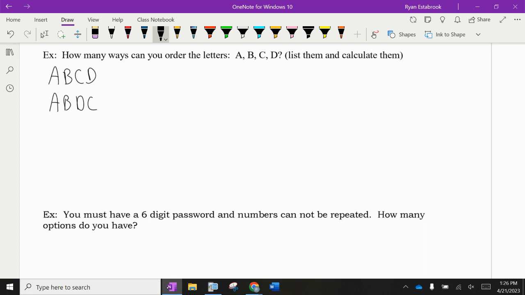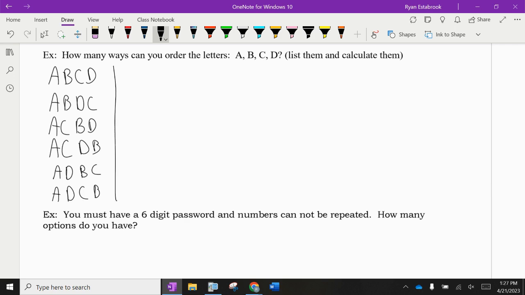Do we have any more orders where A is first, B is second? A, B, C, D, A, B, D, C. How about now we go A, C, B, D? Are there any other ways where A is first and C is second? What else could be? A, C, D, B, right? Are there any other ways where A is first and C is second? Then D could be second, so it could be A, D, B, C. Are there any other A's first? A, D, C, B. Are there any other A's? No. So this is the start of a list.